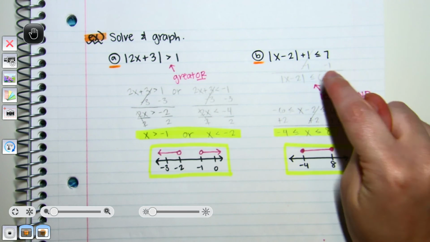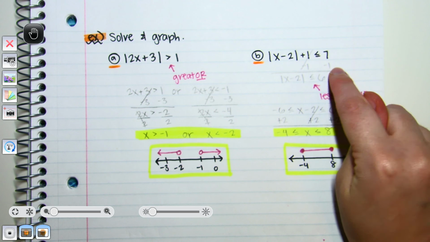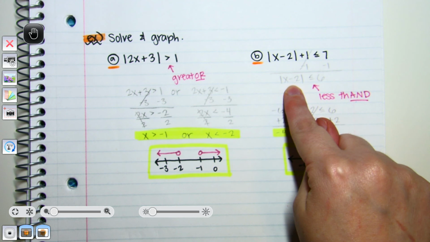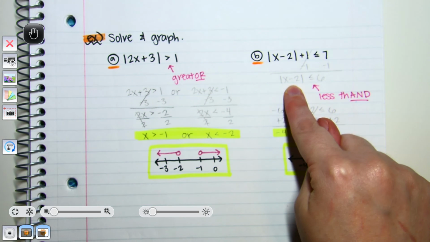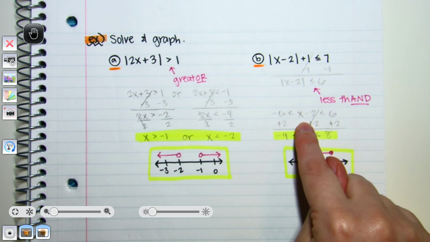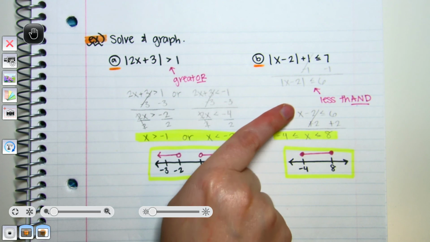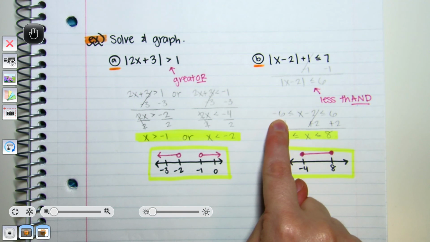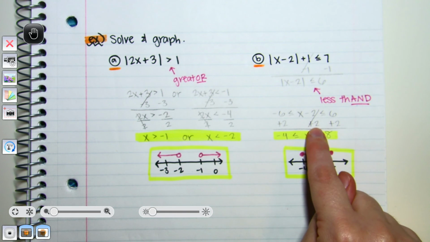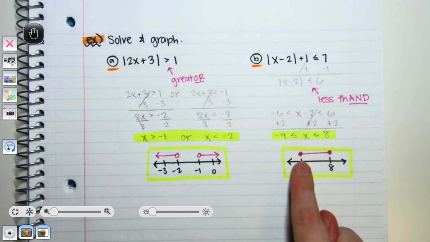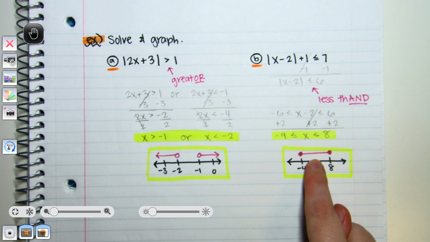Second one, part B, we had to subtract 1 from both sides first. Then my absolute value was by itself. So now I can look at it and see this is less than, which is an and statement. So copy it exactly as is, and then add the negative option to the left-hand side. And whatever you do to the middle, you have to do to the left and right side. So you should have ended up with 2 closed circles that are combined in the middle.